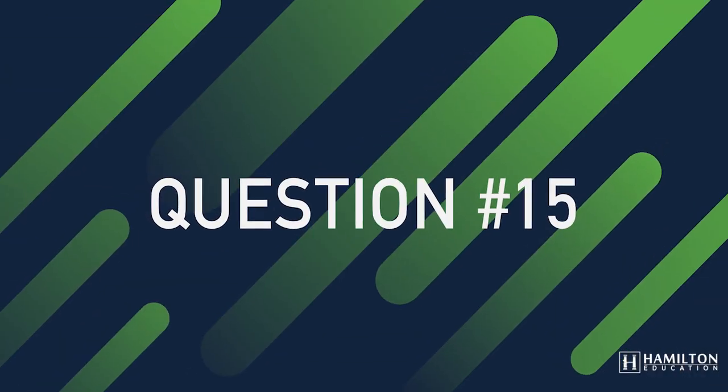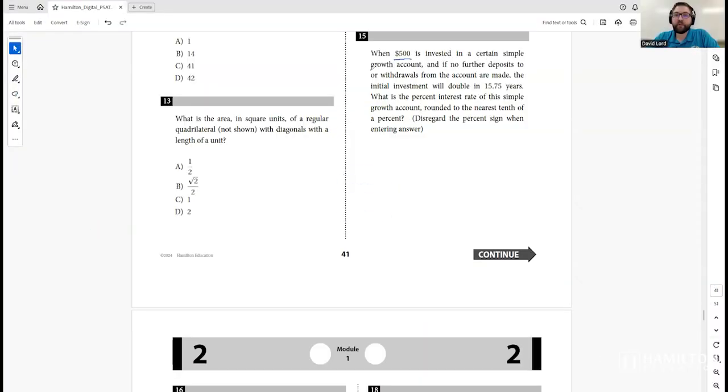Question 15. When $500 is invested in a certain simple growth account, and if no further deposits to or withdrawals from the account are made, the initial investment will double in 15.75 years. What is the percent interest rate for the simple growth account, rounded to the nearest tenth of a percent? So in school, you may have learned this formula where the amount is equal to the principal, or starting amount, times the rate to the number of times it occurs. Usually it's time. So in this case, we start with 500 and we're ending with a double of that. So it's 1,000.